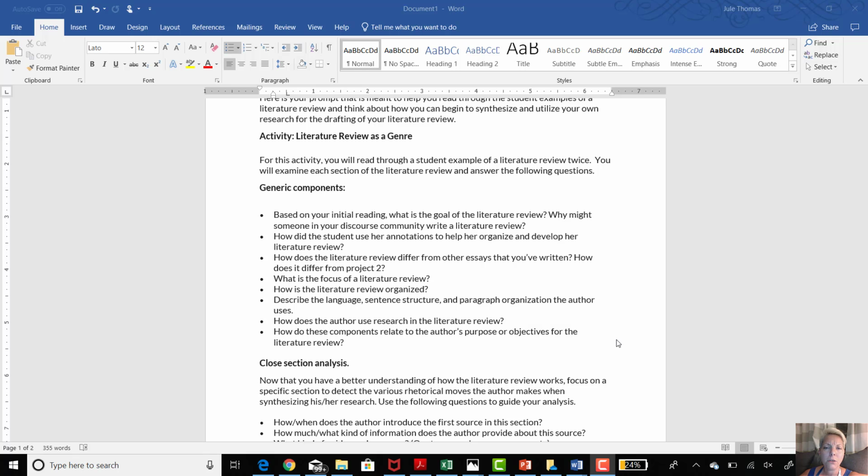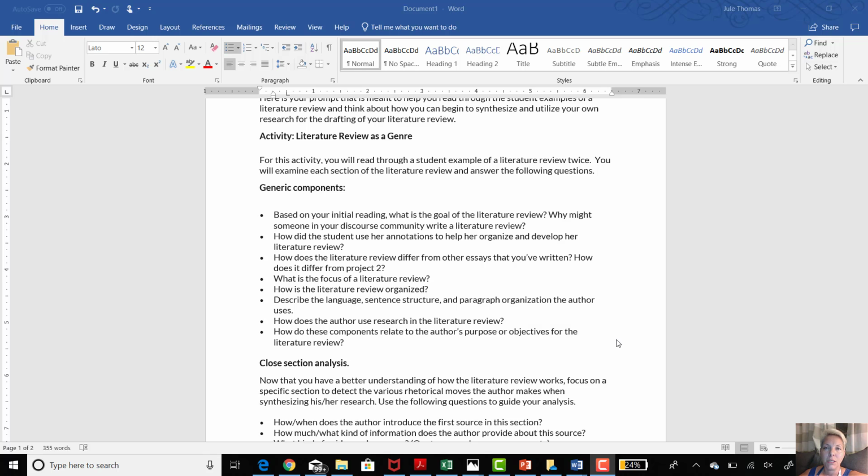How do they organize their literature review? Do they use headings? Do they move from broad to specific? Do they go from what, why, to how, to what should be done? What type of sentence structure or paragraph structure do they use? Does it work? Is it formal enough?